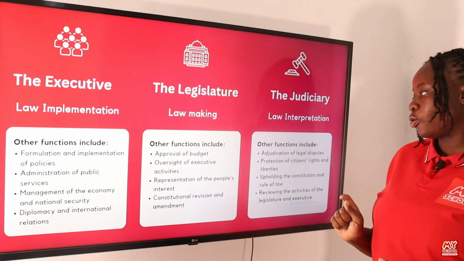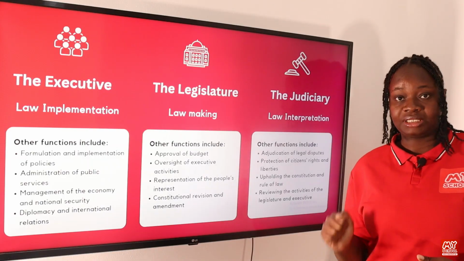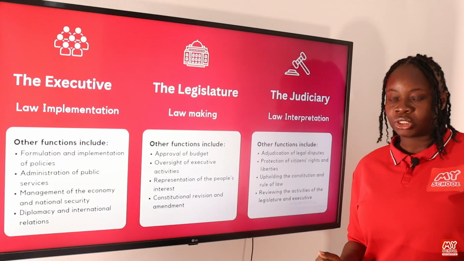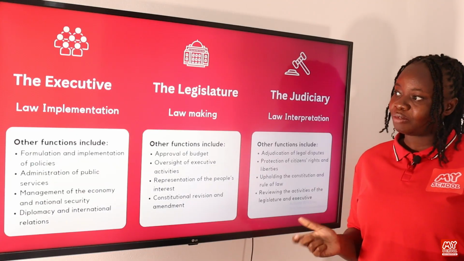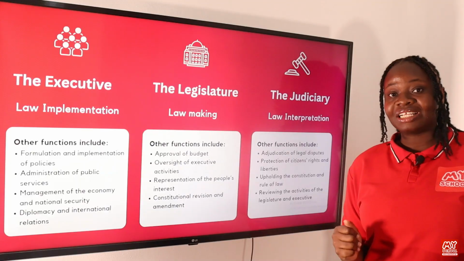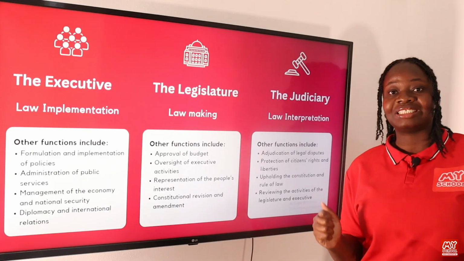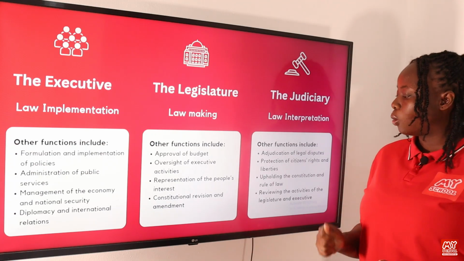Then they are also responsible for protecting the rights and liberties of citizens. So there are certain fundamental human rights that are entrenched in the Constitution. And when these rights are violated by either the executive or the legislature or even other members of the society, they ensure that the rights of the citizens are protected according to the laws of the land.